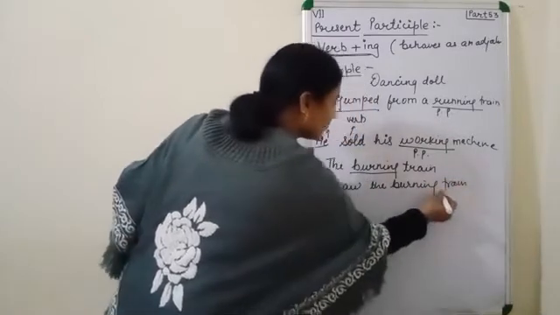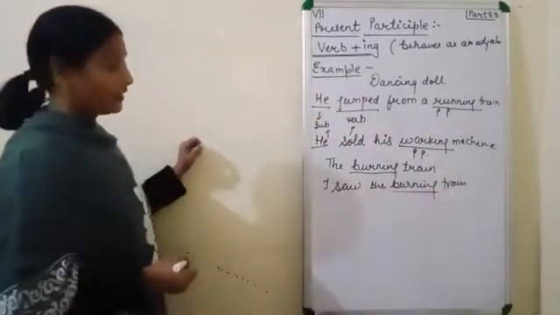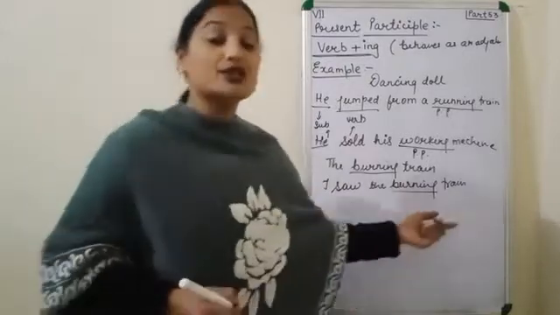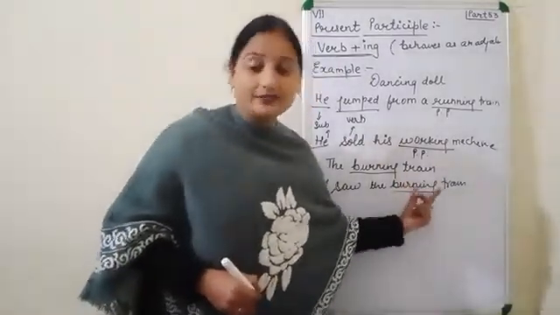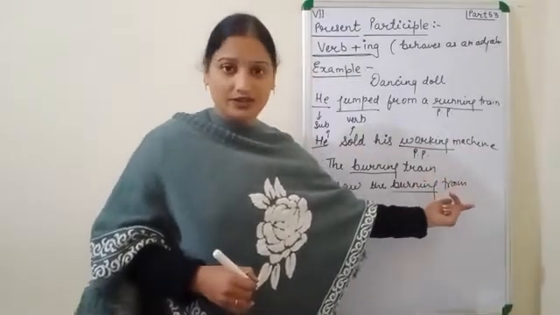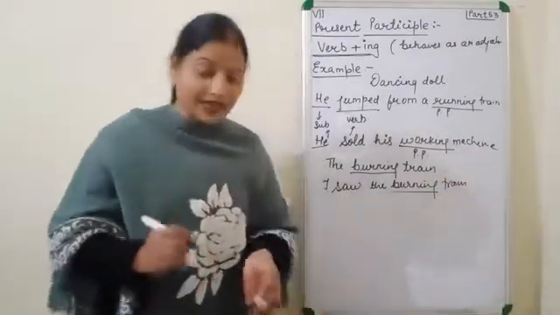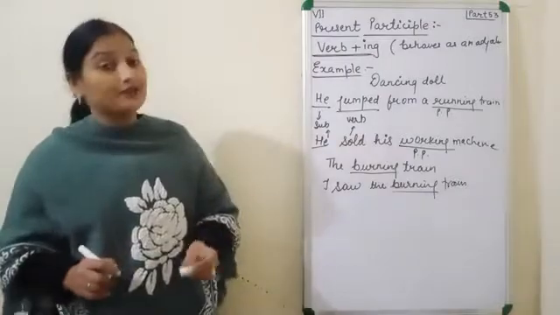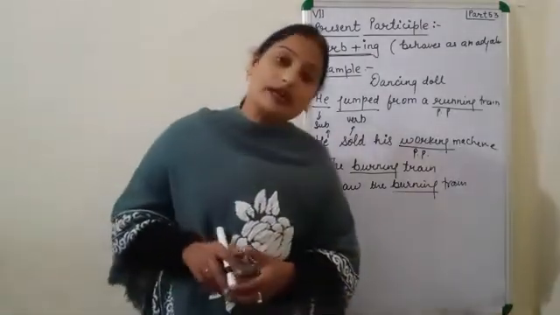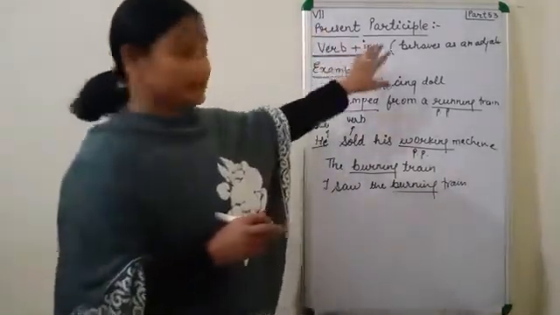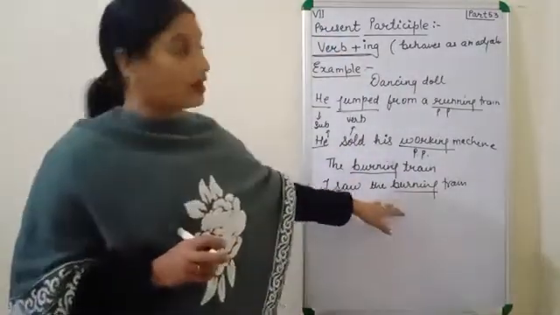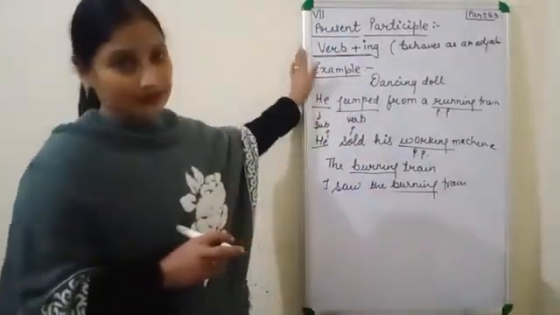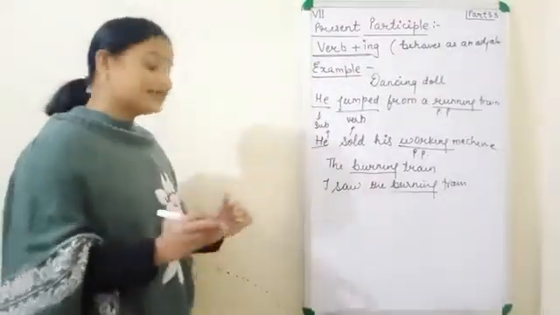Burning train is the name of a movie also. So I saw the burning train. So this burning is an adjective as it qualifies the train. So any word, any verb that behaves like an adjective is called the participle. And if it is in the present condition, it is called the present participle. Now, we will see about the past participle.